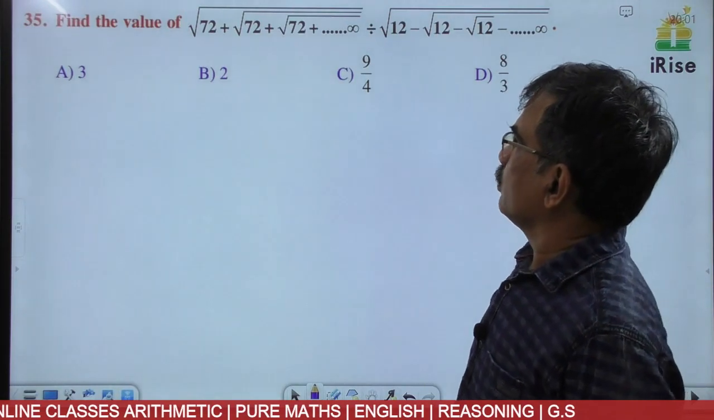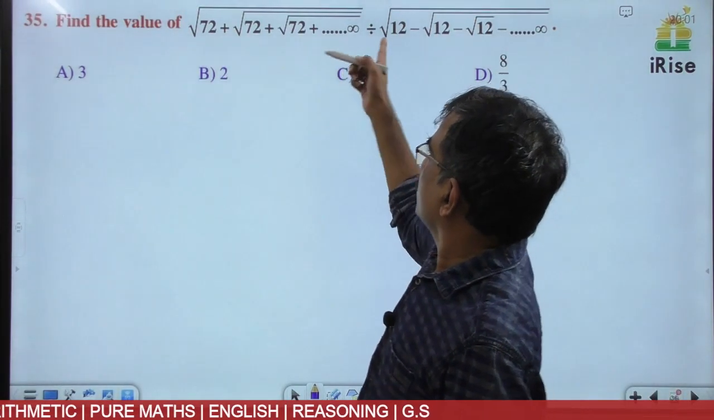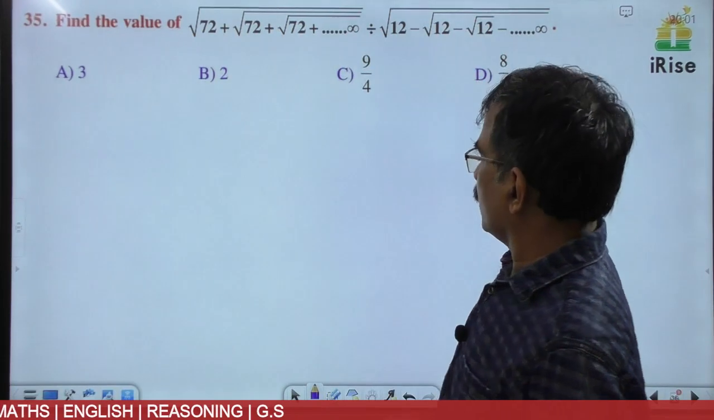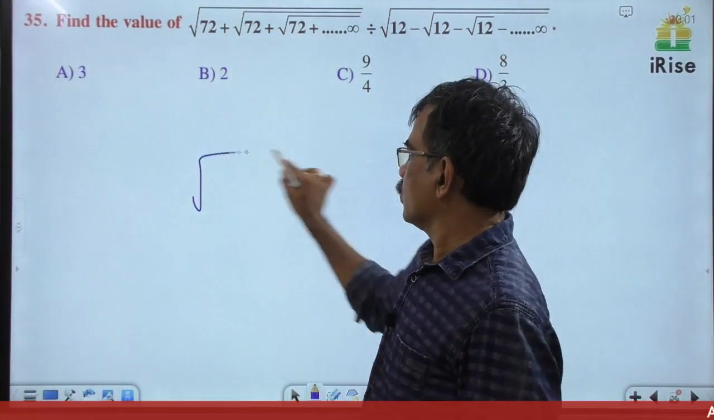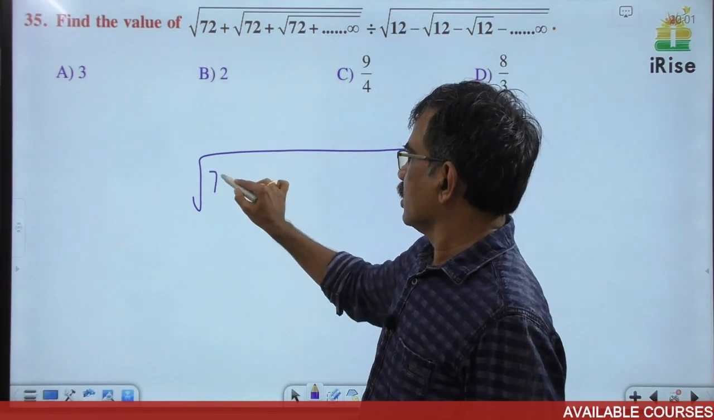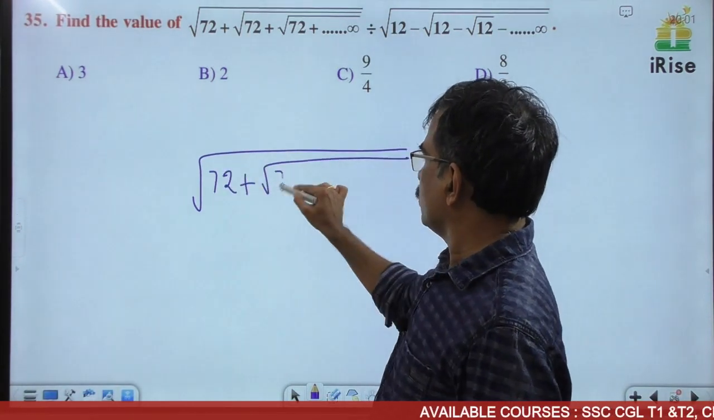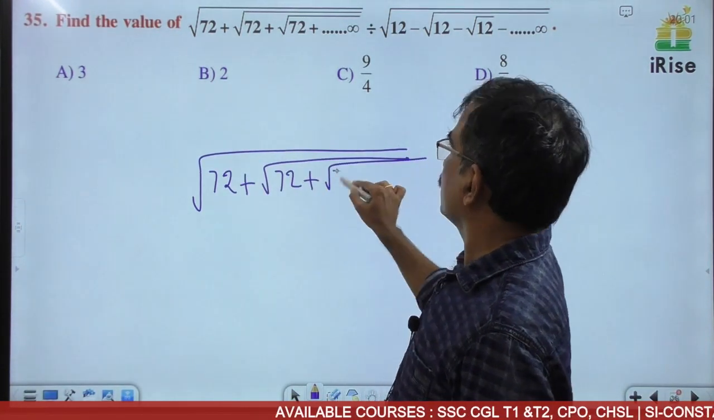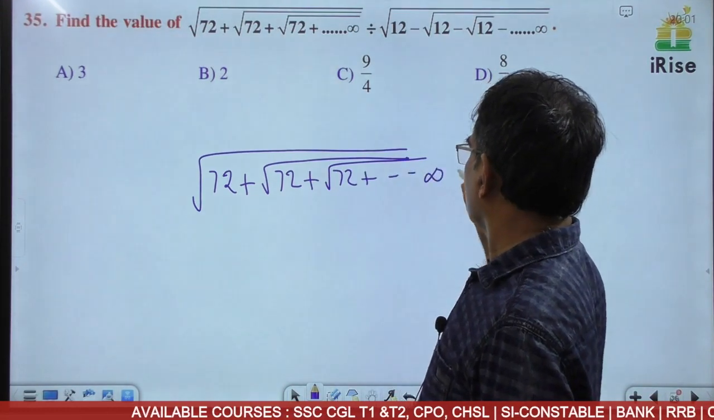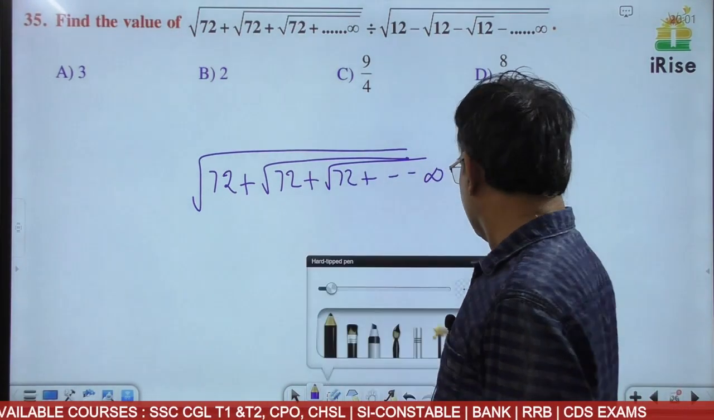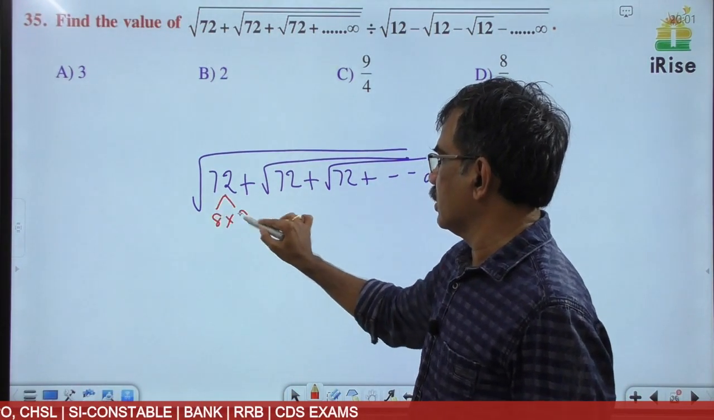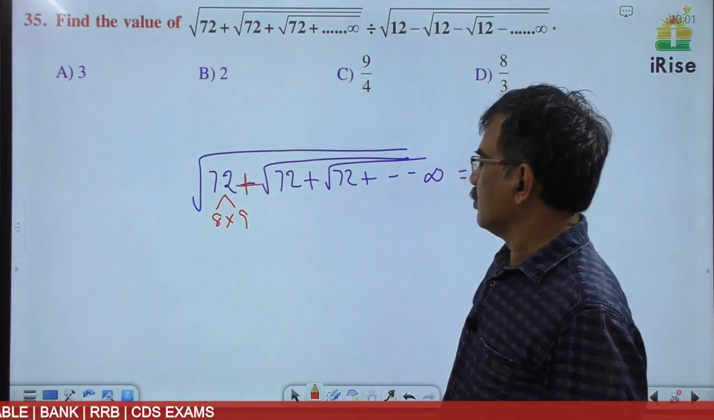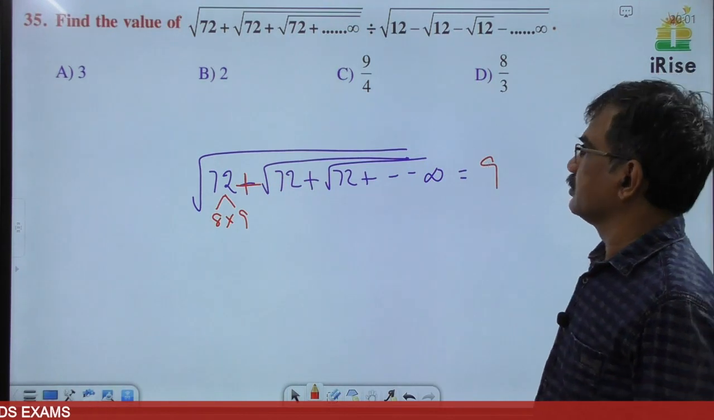Root of 72 plus root of 72 plus root of 72 up to infinity. Here, if a question is given like root of 72 plus root of 72 plus root of 72 and so on up to infinity, I want to use a simple shortcut. If this can be written as a product of two consecutive integers, 8 into 9, and plus is there between, the bigger one is the answer.